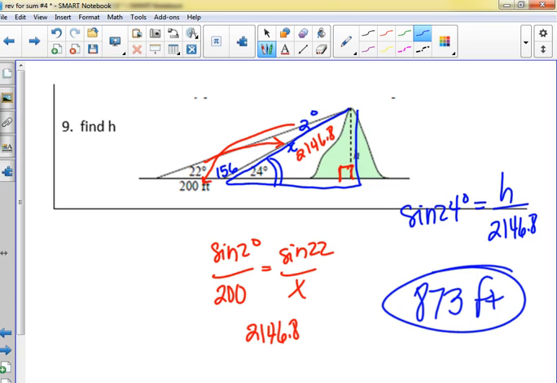Yes. Find what? The other height. Yes, you could have, and then you would have had to use the giant triangle. It still should be about 873. Yep.